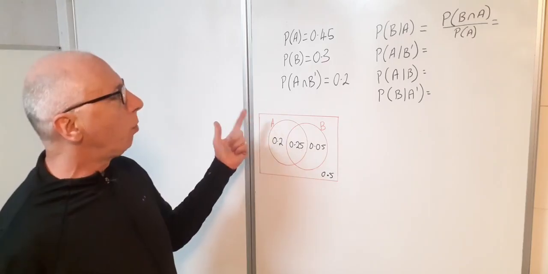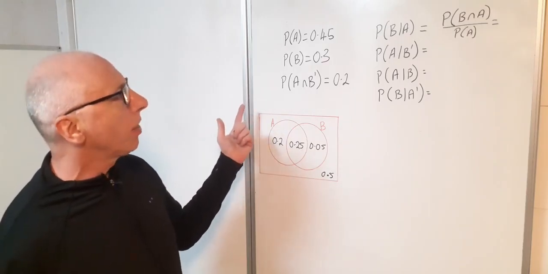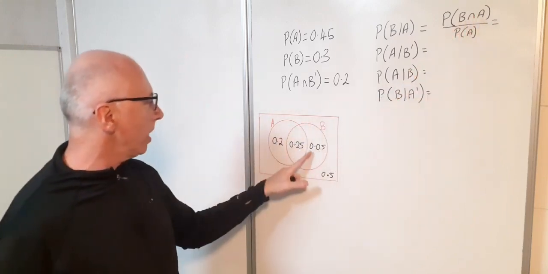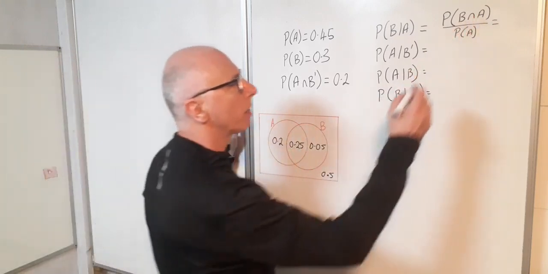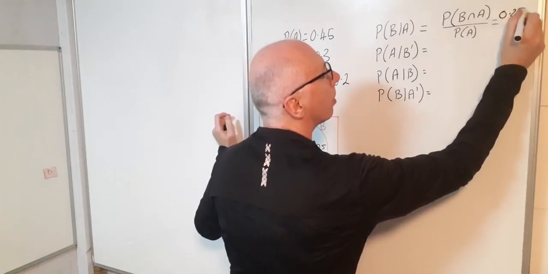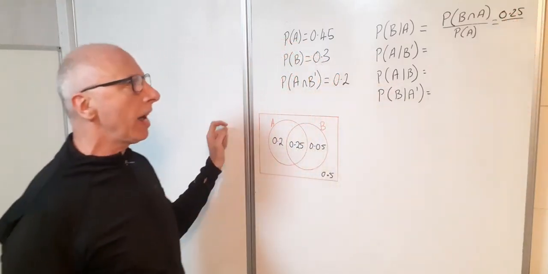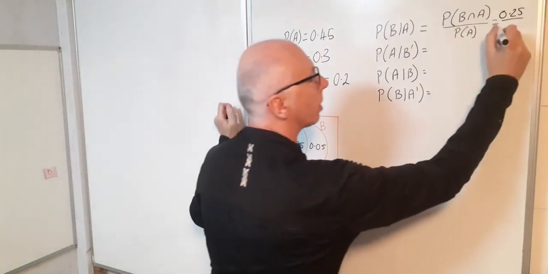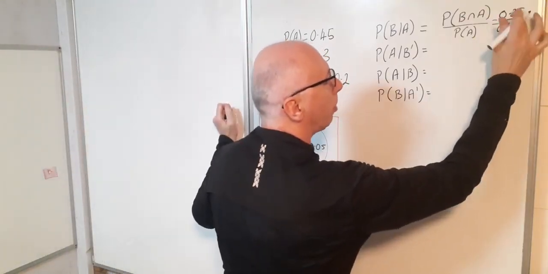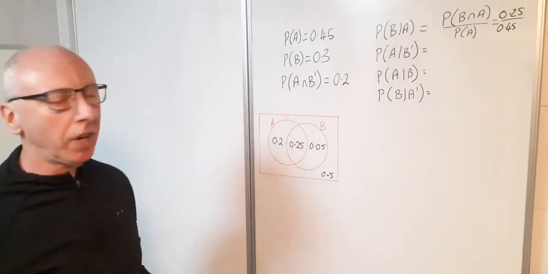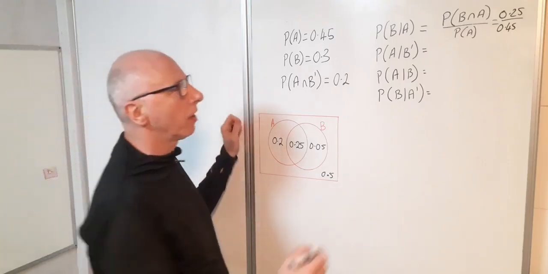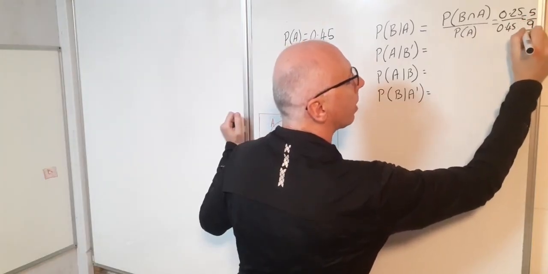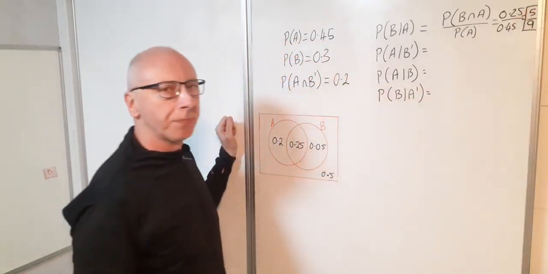So what can I do now? I think we're ready now to fill in with this. The probability of B intersection A, so that's 0.25. And the probability of A, well, that's 0.45 as given here in the question. So 0.25 divided by 0.45, that will give me 5/9. So that's my answer to the first one.